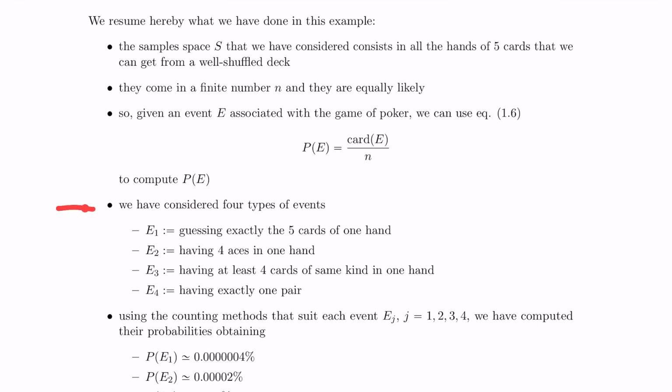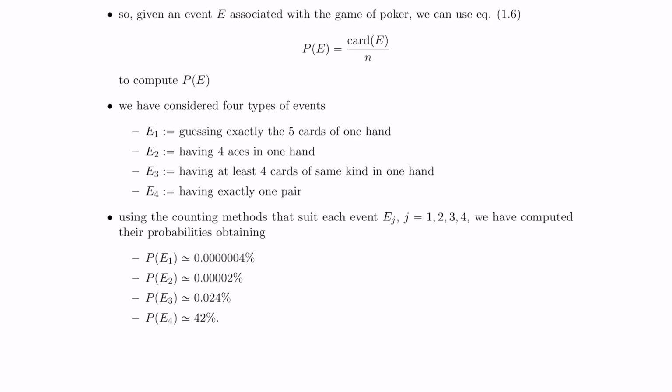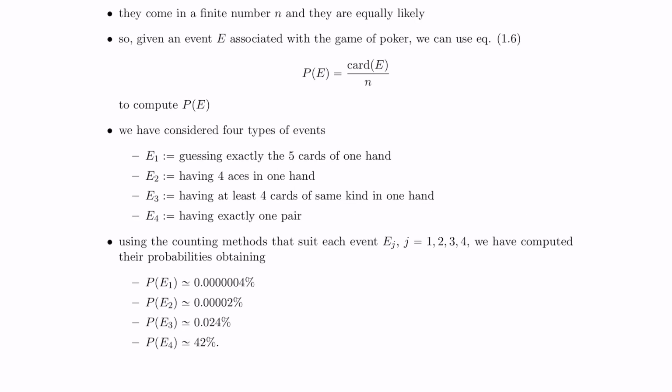In the example, we have considered 4 types of events. Finally, by using the counting methods that we have learned in the last lesson, we have computed the cardinality of each event, which in turn gave us the possibility to compute the probability of each event. You don't have to worry if at the beginning the application of the counting methods may seem complicated, because as always it becomes easier and easier as we put it in practice.